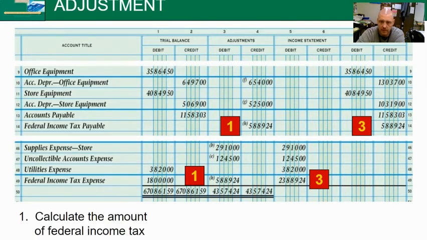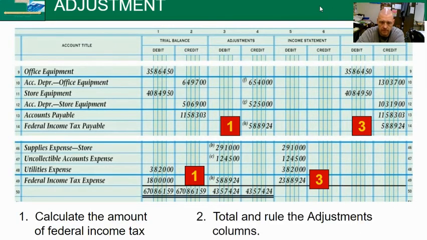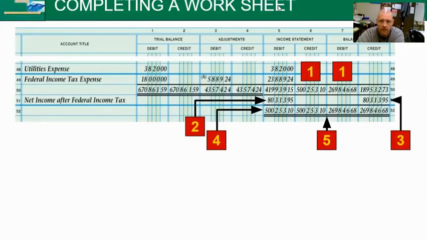So calculate the federal income tax adjustment. Total and rule the adjustment columns, debits and credits equal. Extend our account balances into the income statement and the balance sheet. Once we've done that, now we can total up all of our columns, right? We got the actual tax bill that should have been paid. So now we compare our income statement credit to our income statement debit, money coming in compared to money going out. We say we have $80,000 of net income after federal income tax.